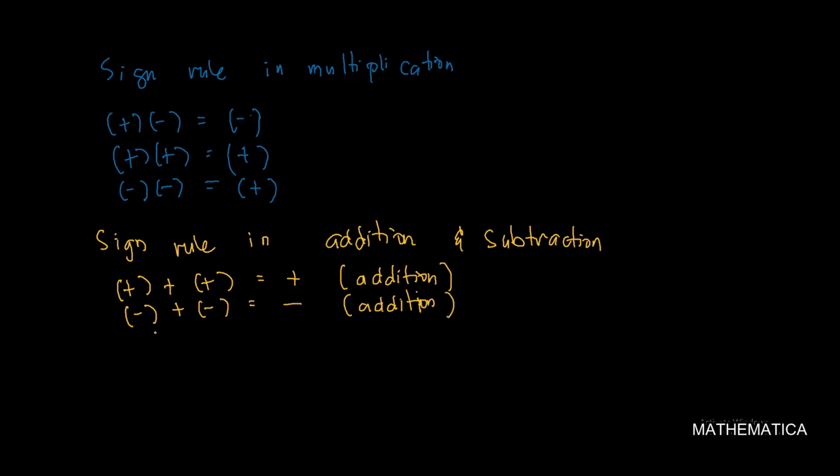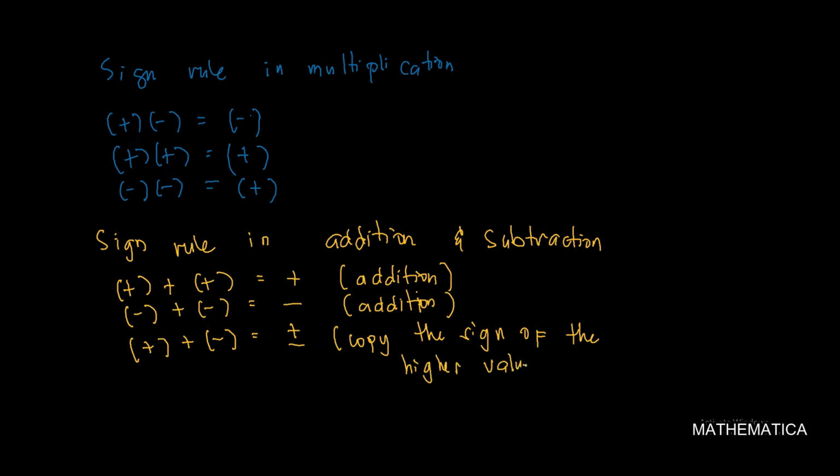Okay. So, paano naman pagka pinag-plus mo yung dalawang unlike sign? So, isang positive plus isang negative. So, ang magiging sagot natin dyan, it could be positive or negative. So, you have to copy the sign of the higher value. So, kung ano yung mas mataas na value, yun yung kanyang magiging sign.